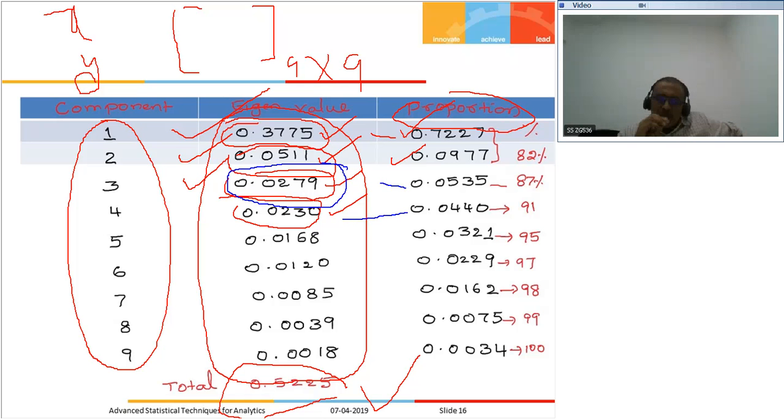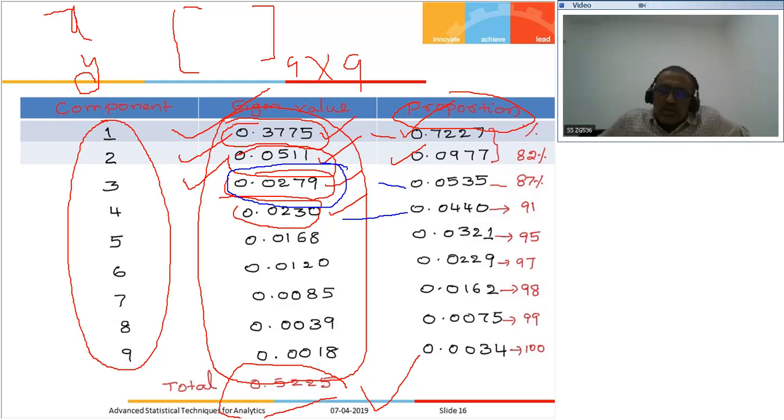What this means is that 72% is the contribution from lambda 1, or PC1. 9% is the contribution from this, 5% from this, 4% corresponds to this, then 3%, 2.2%, 1.6%, 0.75%, 0.34%. So from this we understand that since 72% is the largest, this is my PC1, then 9% next, 5% next, 4% like this.